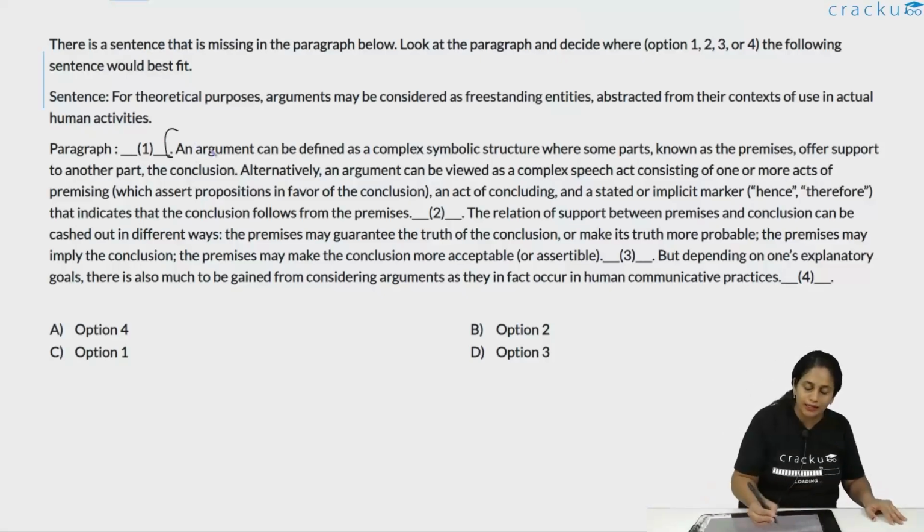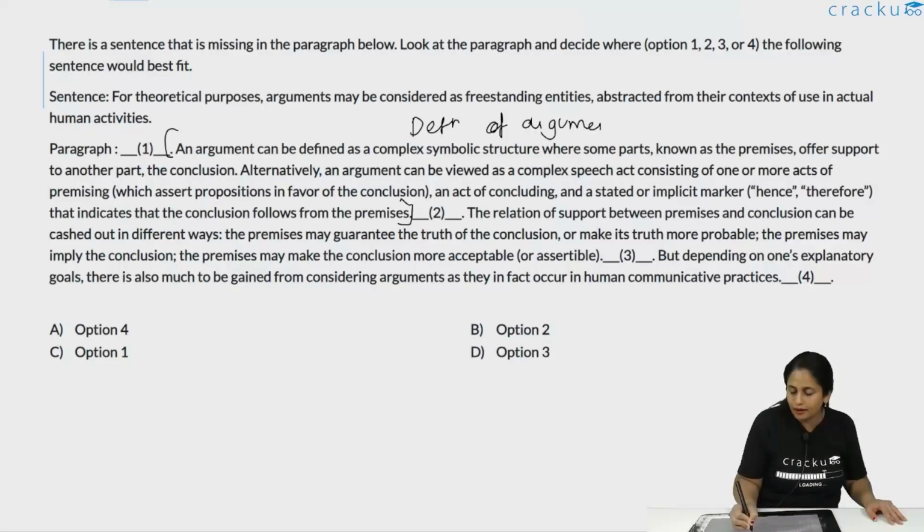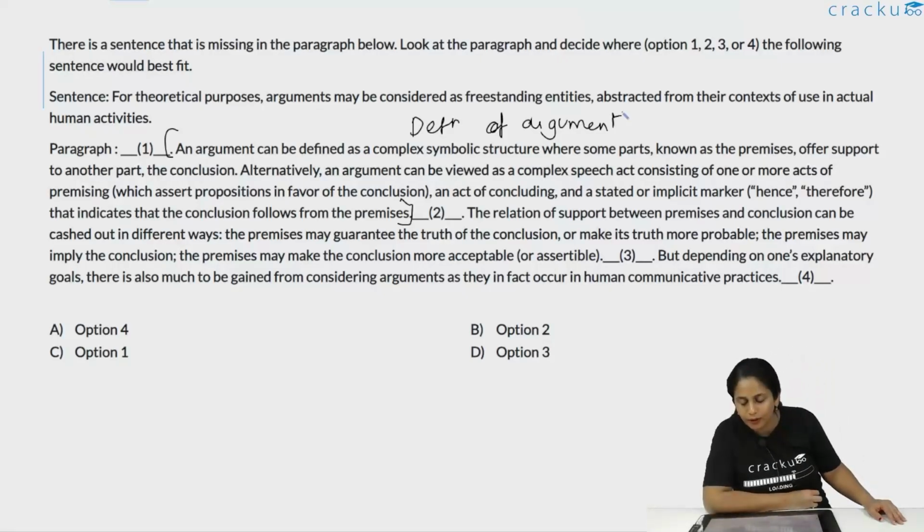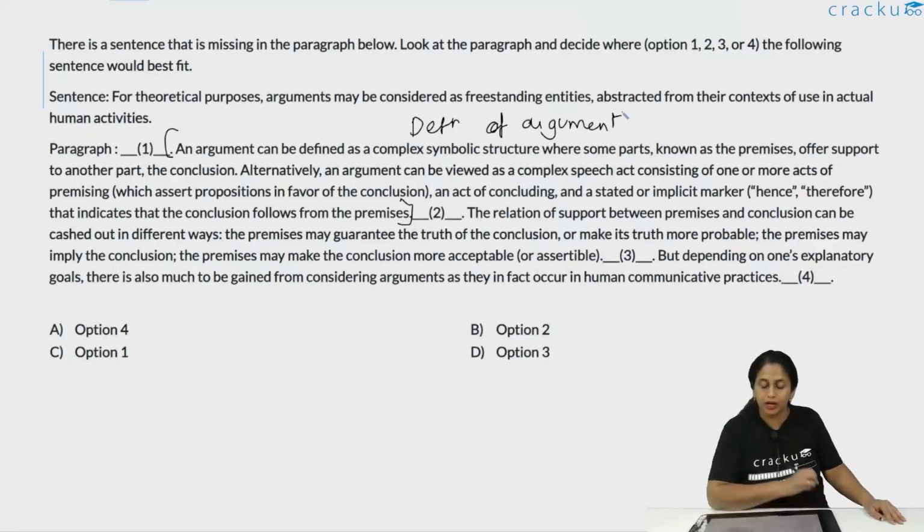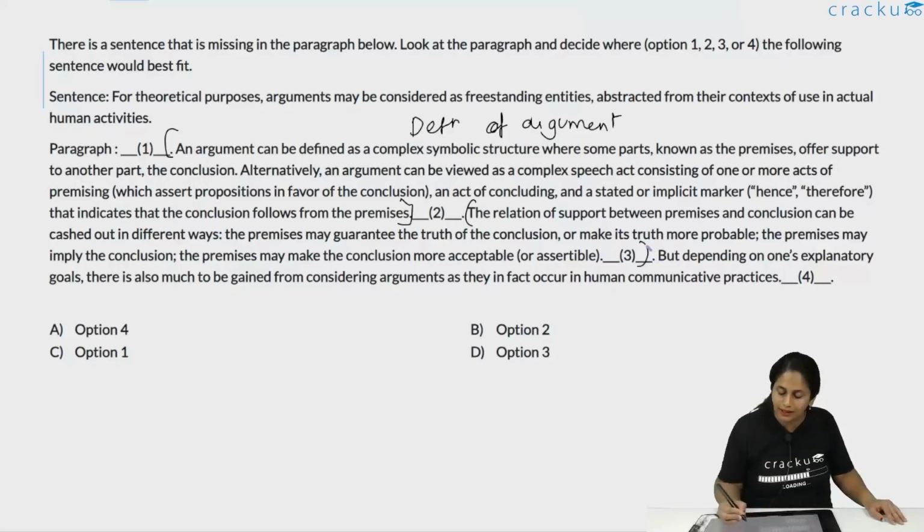So this part is a description or definition of an argument. The relation of support between premises and conclusion can be cashed out in different ways. The premises may guarantee the truth of the conclusion or make its truth more probable. The premises may imply the conclusion, the premises may make the conclusion more acceptable or assertable. So the relationship between premise and conclusion is mentioned over here. So this is the relation between premise and conclusion.